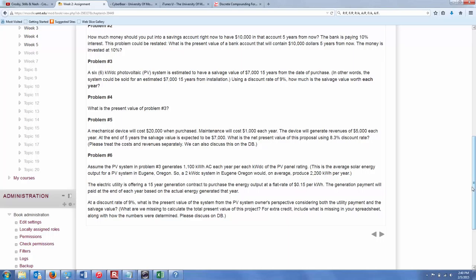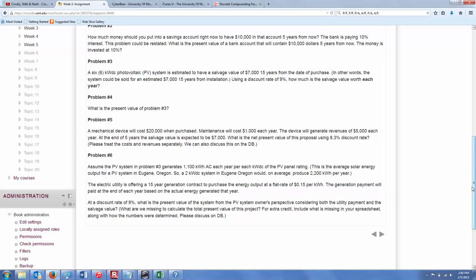Okay. The electric utility is offering a 15-year generation contract to purchase the energy output at a flat rate of 15 cents per kilowatt hour. The generation payment will be paid at the end of each year based on the actual energy generated that year. At a discount rate of 9%, what is the present value of the system from the PV system owner's perspective, considering both the utility payment and the salvage value?